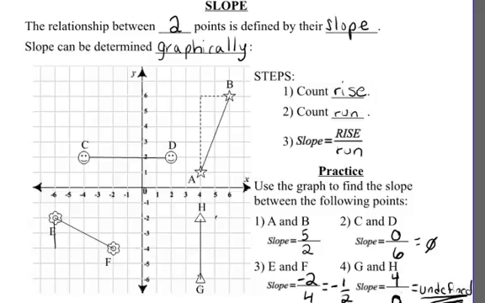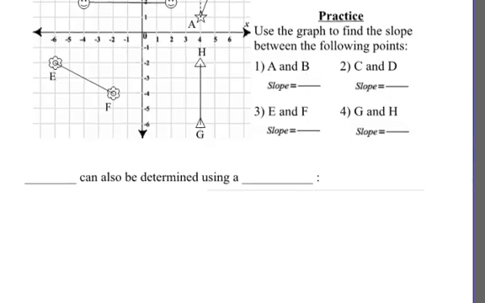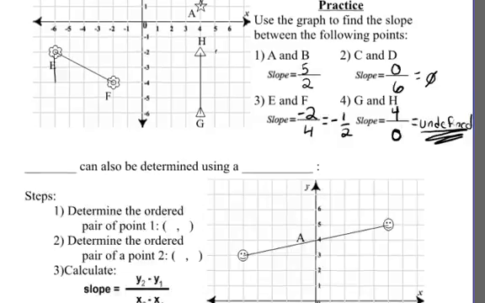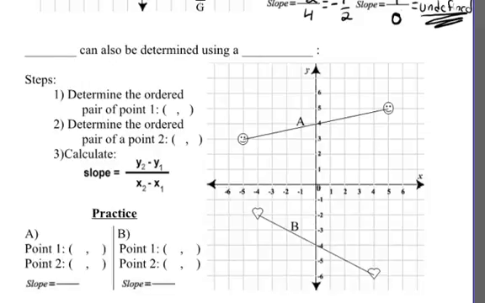Okay? Now, one thing to keep in mind is that when you're going up, that's positive. If you have to go down, that's negative. If you go from left to right, that's positive. If you go from right to left, that's negative. Okay. So we talked about one way to determine slope. Now we're going to talk about another way.